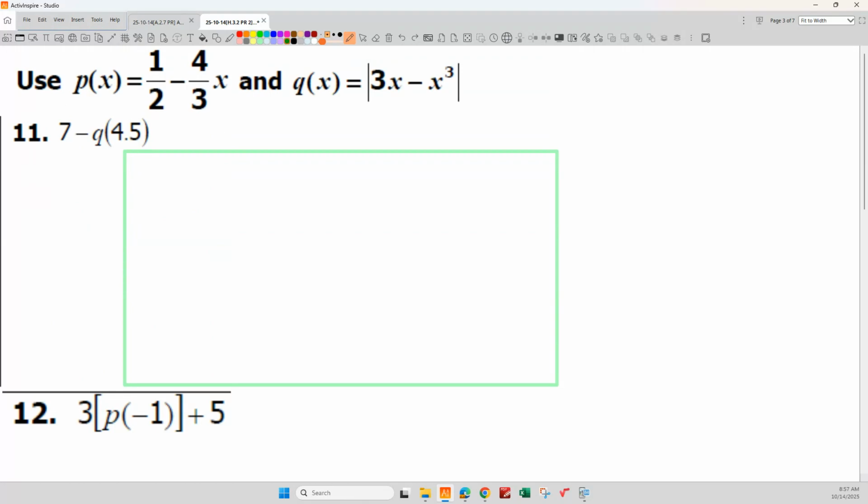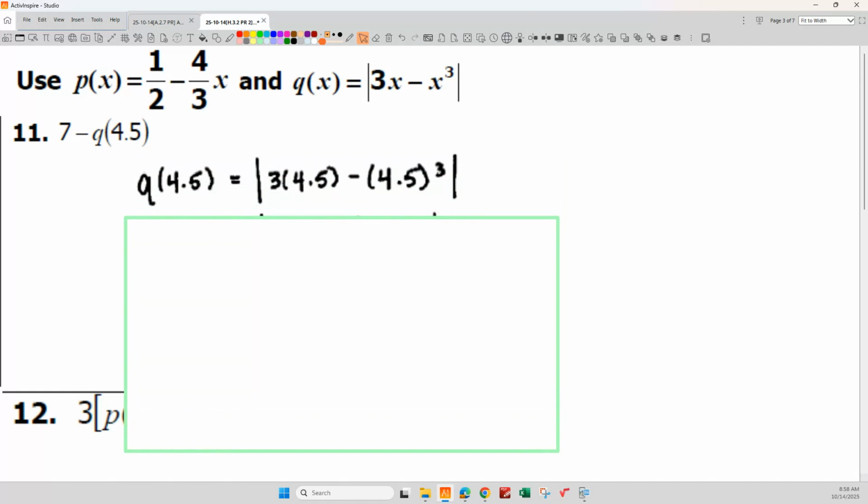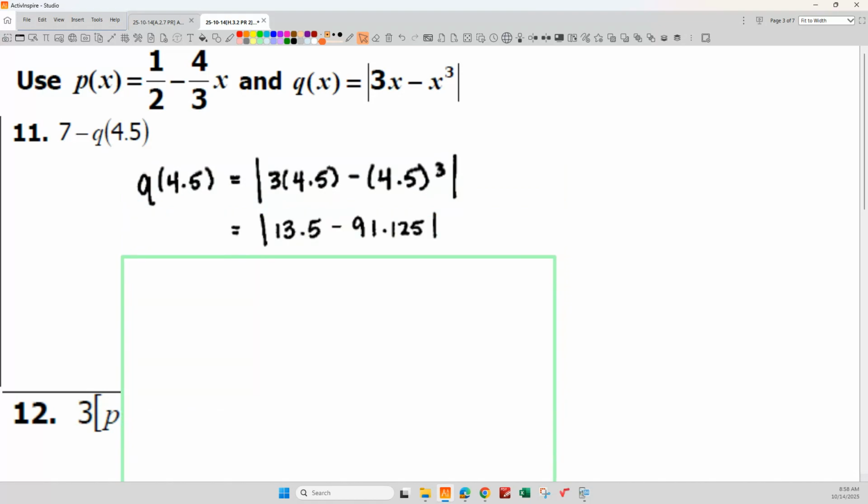Well, there's q of x. Q of x is some bizarre function. It's the absolute value of 3x minus x cubed. So I just have to plug in 4.5 and see what I get, right? And so if I do that, that's giving me the absolute value of 3 times 4.5 minus 4.5 cubed. So what would I do first to simplify? The exponent, 4.5 cubed, is going to give me some big ugly decimal, 91.125.